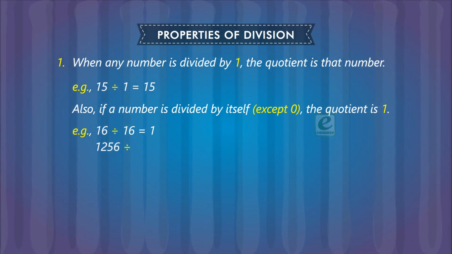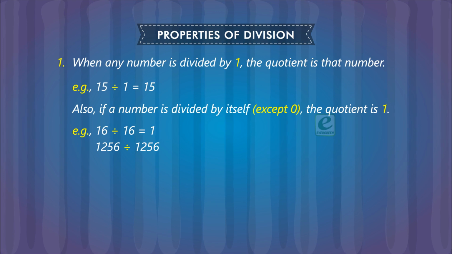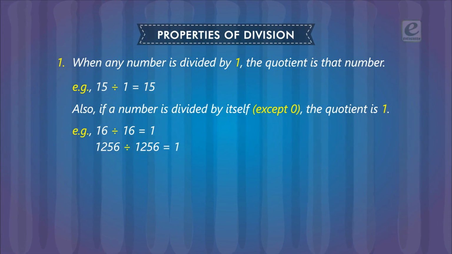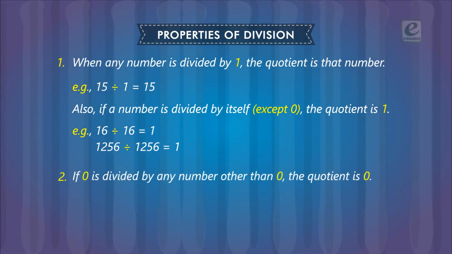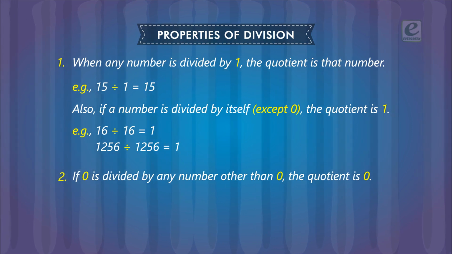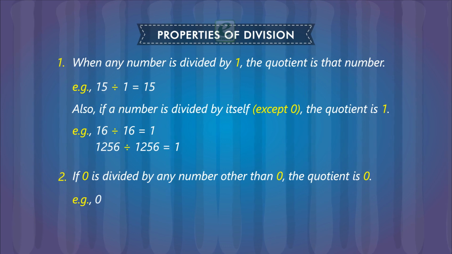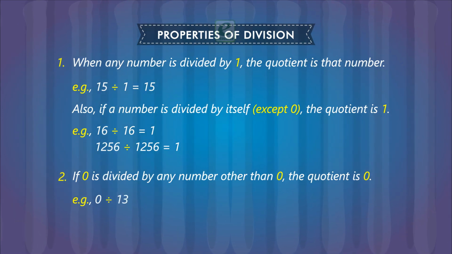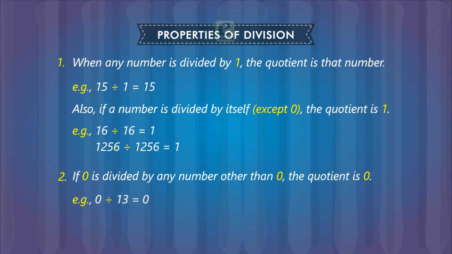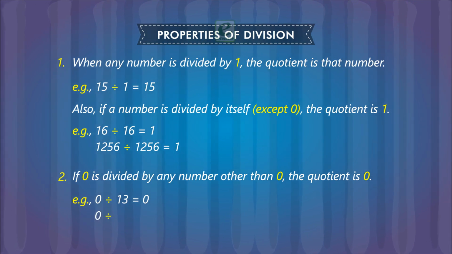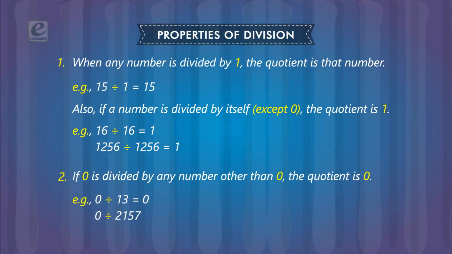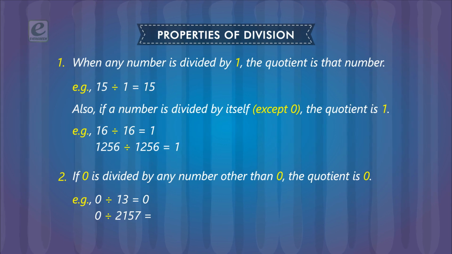1256 divided by 1256 is equal to 1. If 0 is divided by any number other than 0, the quotient is 0. For example, 0 divided by 13 is equal to 0. 0 divided by 2157 is equal to 0.